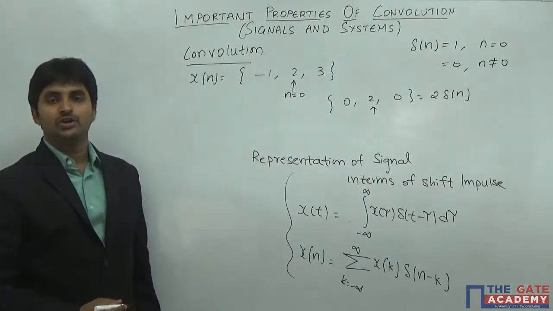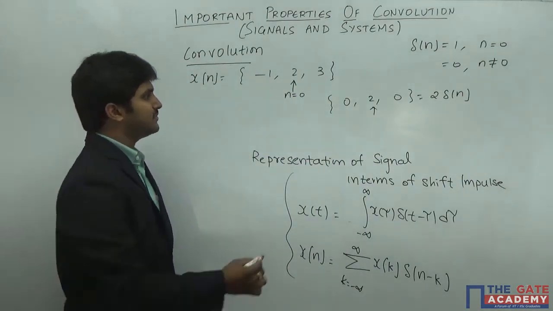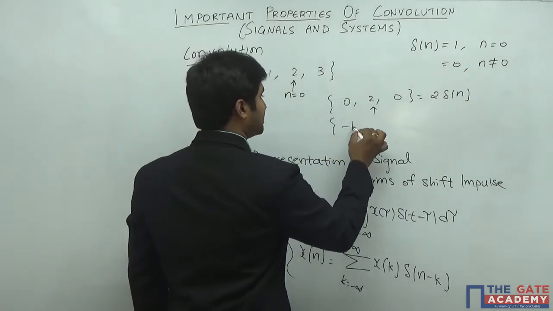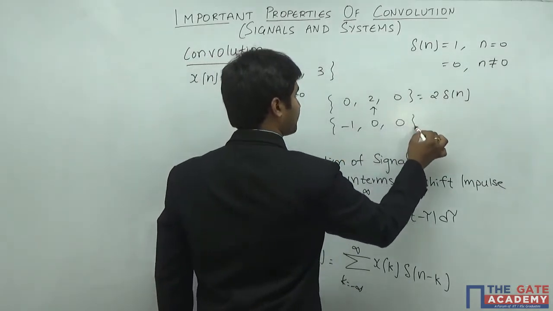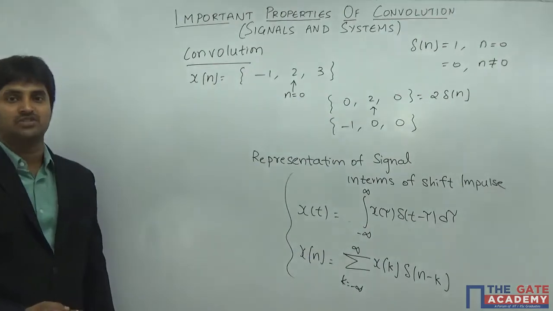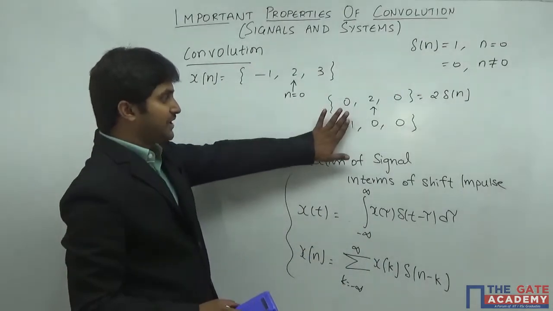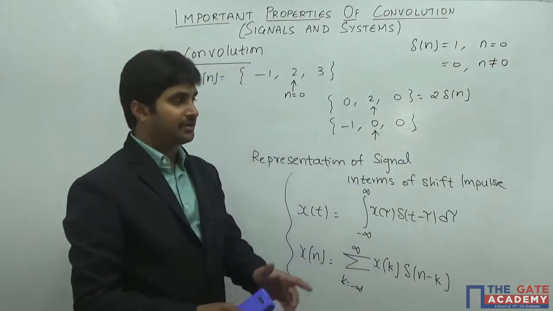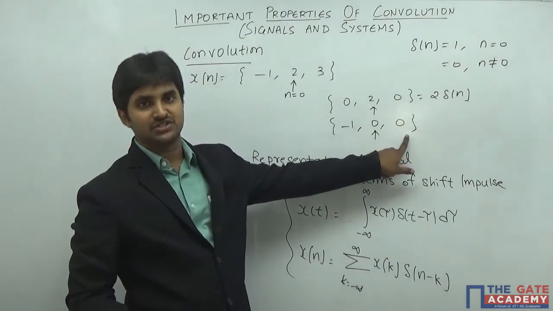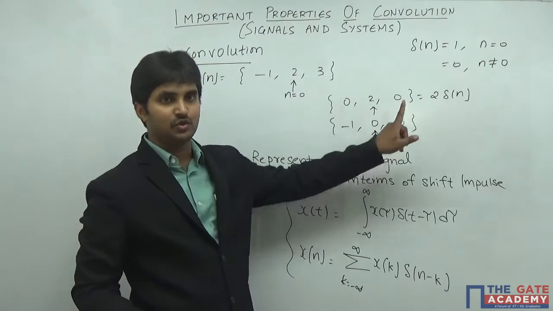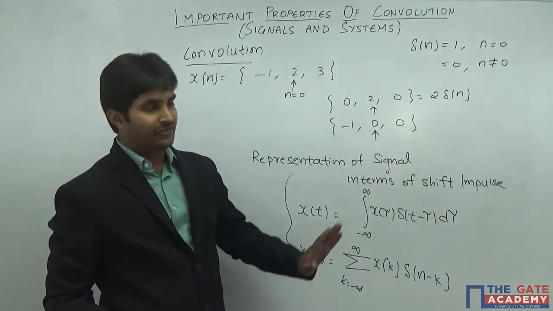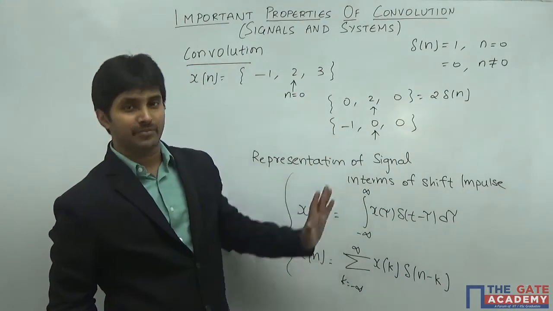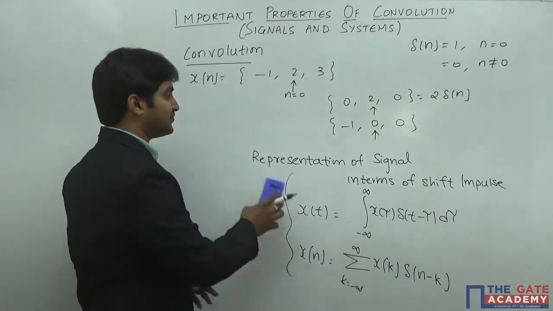This is nothing but 2 into del of n. And similarly, if I have something like minus 1 comma 0 comma 0, where an arrow is present at 0 and this is equal to 0. So minus 1, 0, 0. Now this is nothing but a shifted impulse. Why is it a shifted impulse?